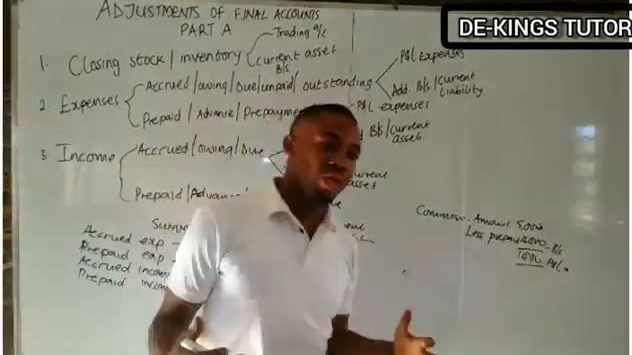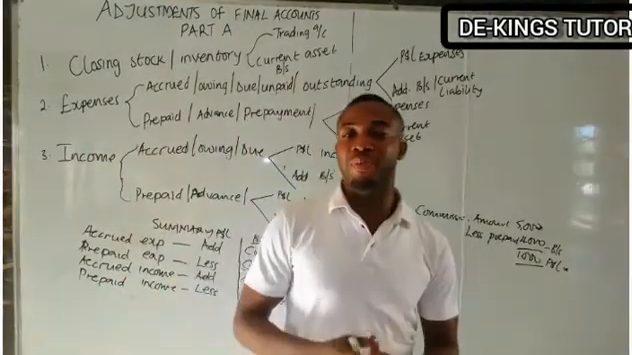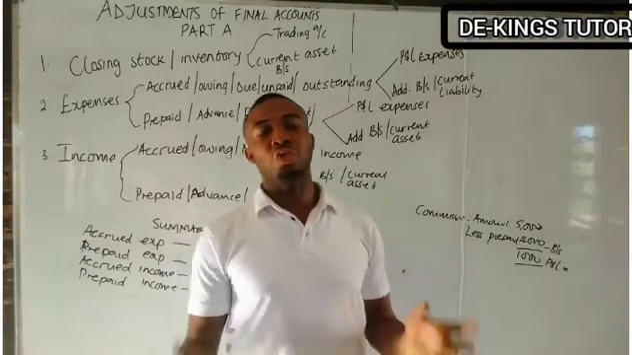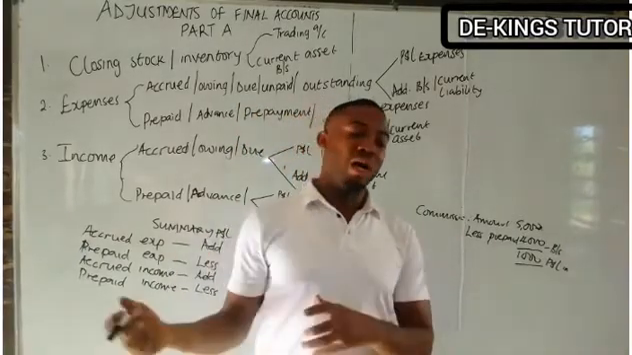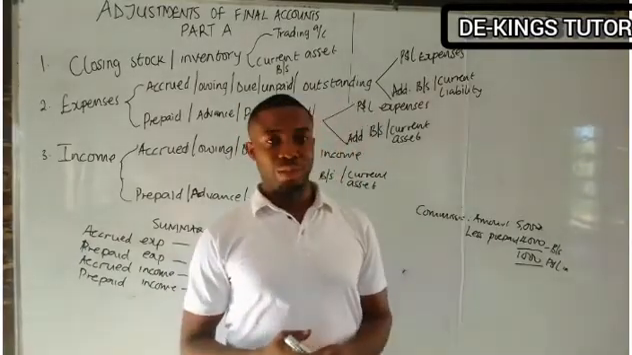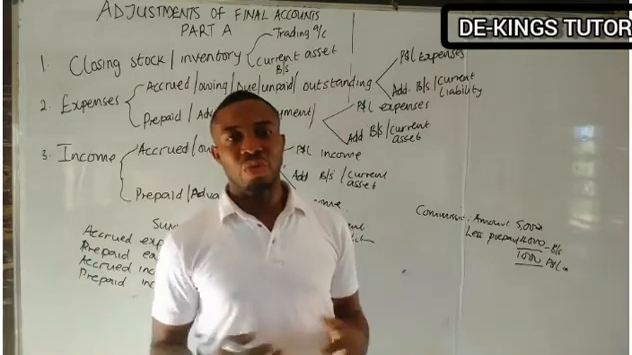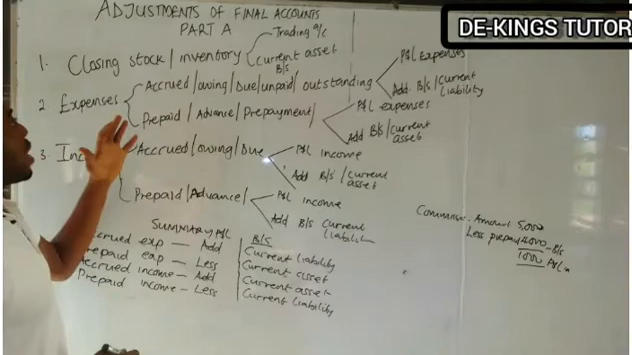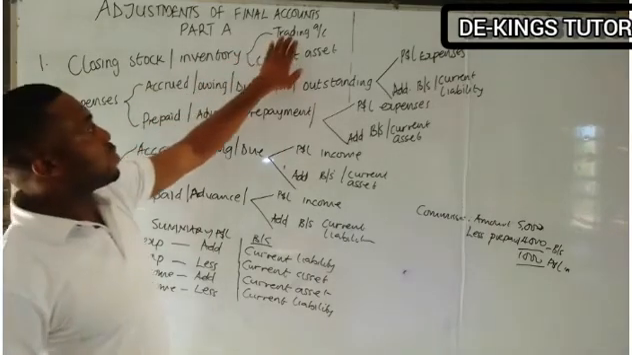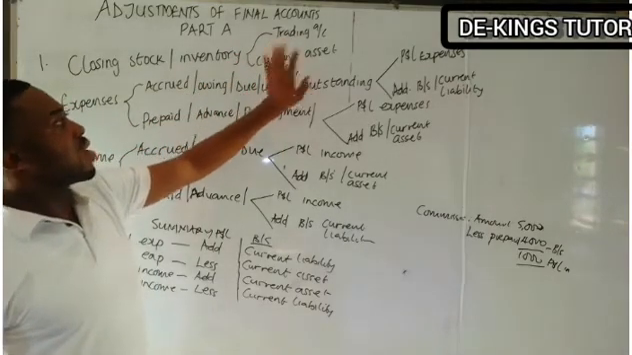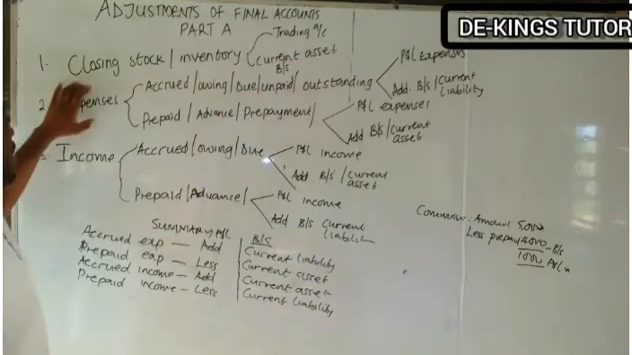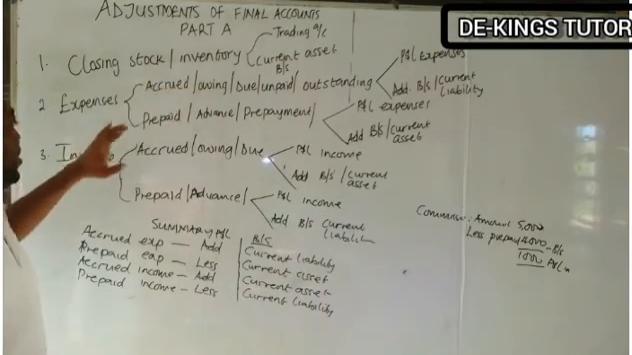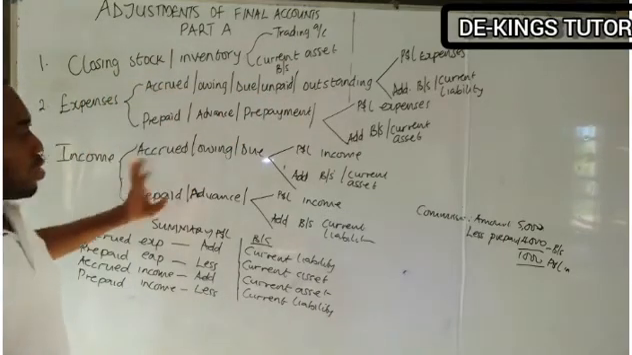If you don't know this or you can't do this, it will be very difficult to prepare the final accounts of a sole trader, manufacturing or partnership, or company accounts. So this is how we treat it. It's posted to the trading account and the current assets in the balance sheet. Our expenses are accrued or prepaid, and our income is accrued or prepaid. Okay? So this is what we'll see.